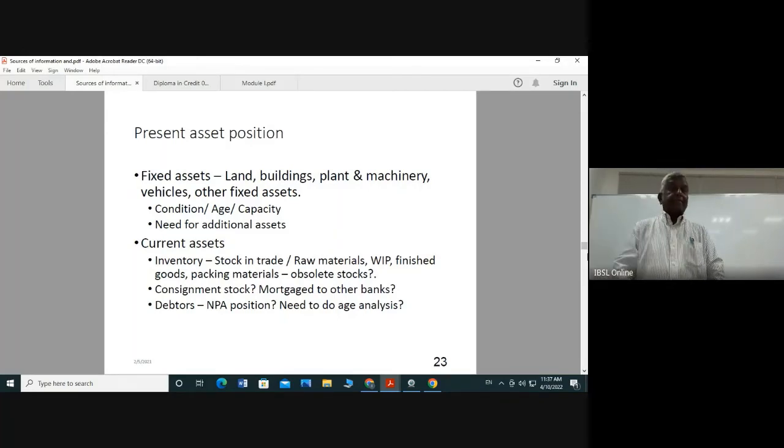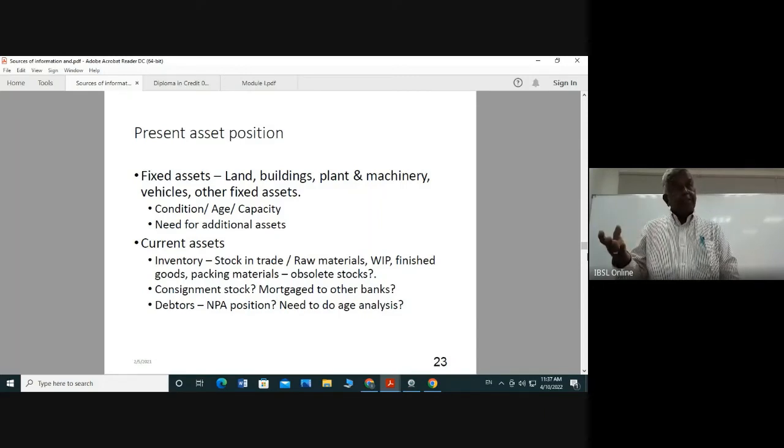In the current assets, inventory. What is inventory? Stock, stock of items, the various types of stock. Stock in trade is for trading purposes. The trading companies have stock in trade. Maybe sugar stock or flour stock or textile stock or garment stock, maybe rice stock, spare parts stock, depending on that.